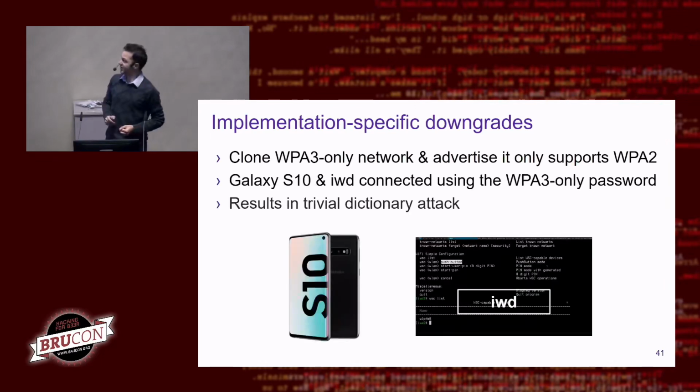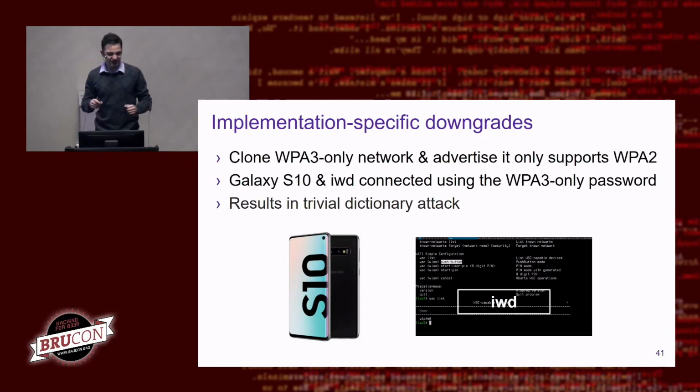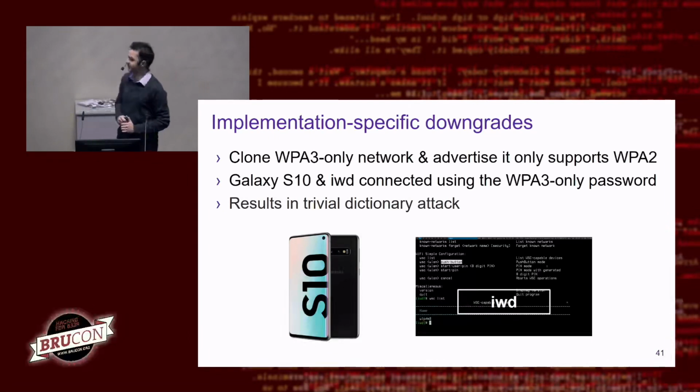Unfortunately, it turns out that with the Galaxy S10 and also with the Linux IWD Wi-Fi client, which is a fairly recent open source Wi-Fi client, against these devices, if they previously connected to a WPA3 network, we can simply set up a WPA2 network with the same SSID, and then these implementations will happily connect to the WPA2 network, meaning we can still do all the attacks of WPA2.